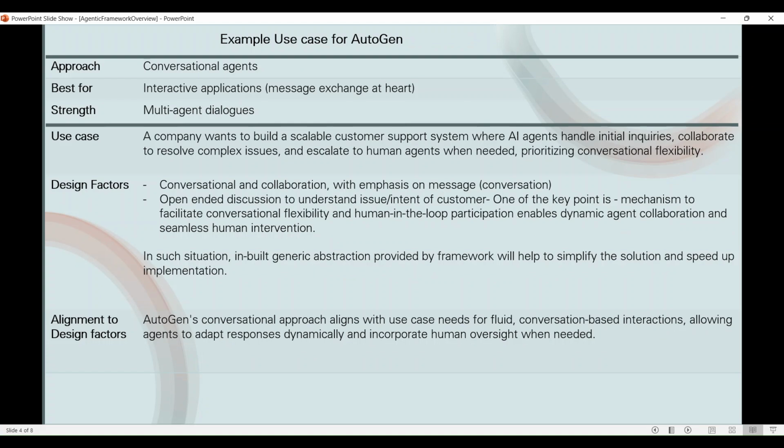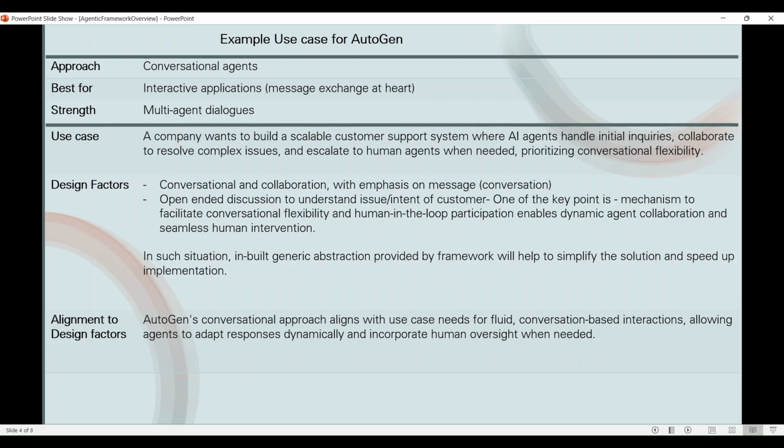So our next use case is a company wants to build a scalable customer support system where AI agents handle initial inquiries, collaborate to resolve complex issues, escalate to human agents when needed, prioritizing conversational flexibility. So here, if you see, the key design factors are conversation and collaboration. And so you can see the requirement is somehow inclined towards conversation and a lot of message exchanges.